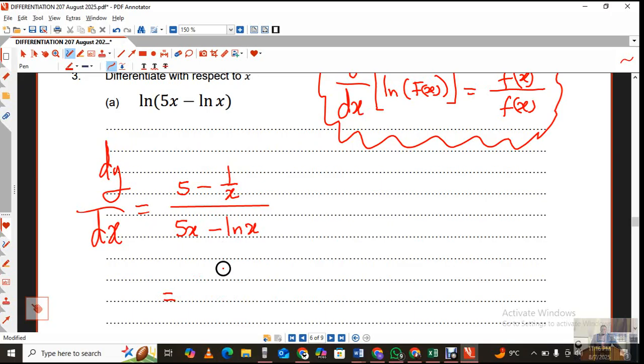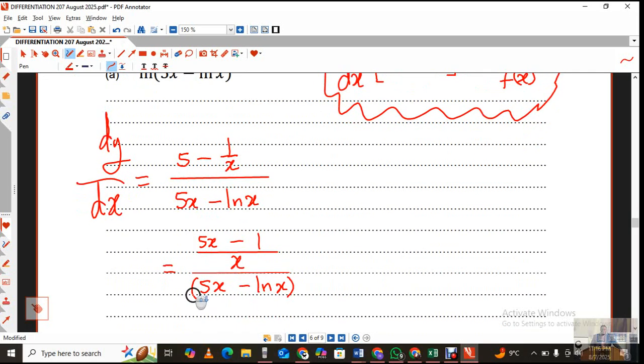That numerator has got a complex fraction. So let's write the numerator over its own common denominator. The common denominator is obviously going to be x. So this is going to have 5x here, and then minus 1. I'm going to put all of this over the denominator, which was 5x minus the natural log of x. I'm going to go ahead and put those ones in brackets.